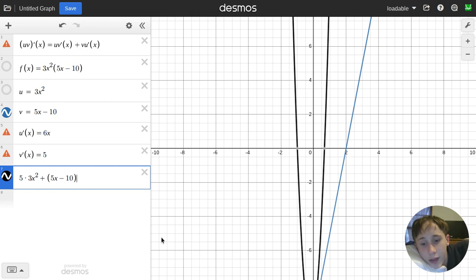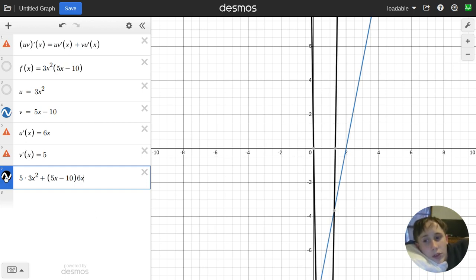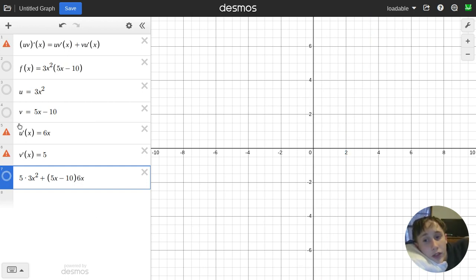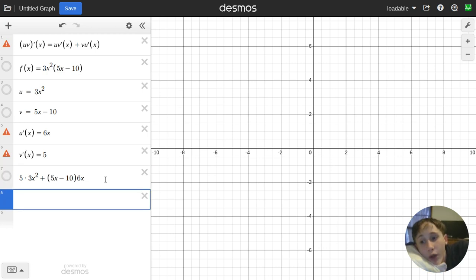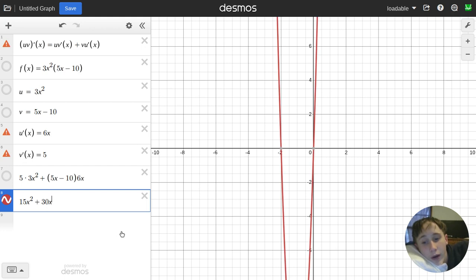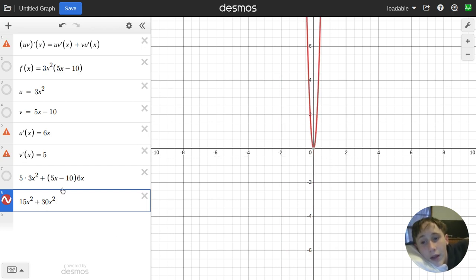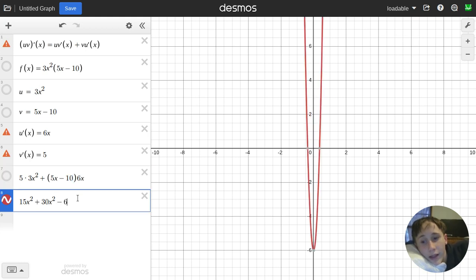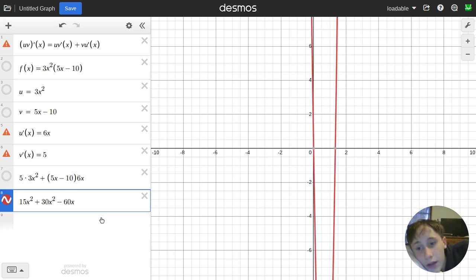So I'm sure you know how to distribute, but let's just go ahead and explain the FOIL rule. First of all, 5 times 3 is 15, so 15x squared plus, and then we have this term here. The way you do this is you do this term here times this term, and this term here times this term. So 6x times 5x is 30x squared, and then this term times this term is equal to negative 60x. And that is our final answer.